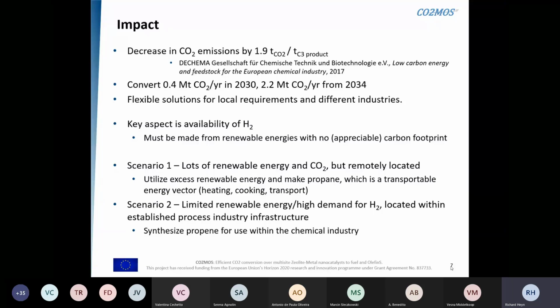For example, one potential location for scenario one would be the ceramic industry in Italy, which I have recently learned is relatively remotely located, without a lot of other industries around that could perhaps utilize the CO2 in a different manner. Scenario number two is a more industrialized area where you have, I refer to it as, limited renewable energy, or you could say there's a high demand for the renewable energy and there's a high demand for the hydrogen, and where you can then use less hydrogen and make propane and then conveniently transfer that to a nearby chemical plant.